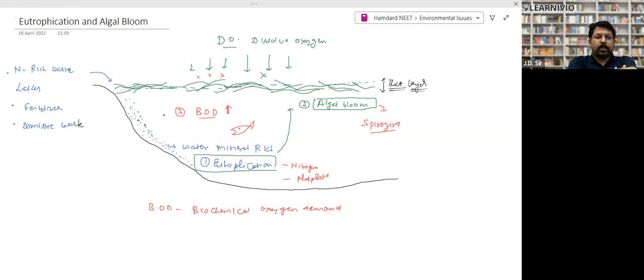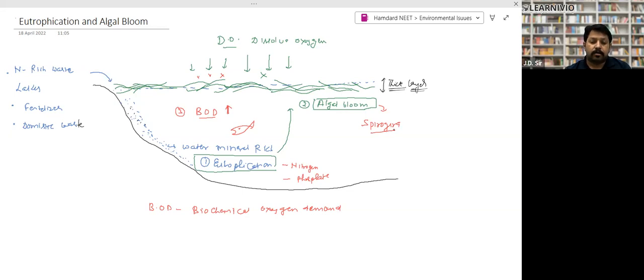Second point, note it down. Because of mineral rich water, algae multiply rapidly and make a thick layer. This is called algal bloom. Full stop.